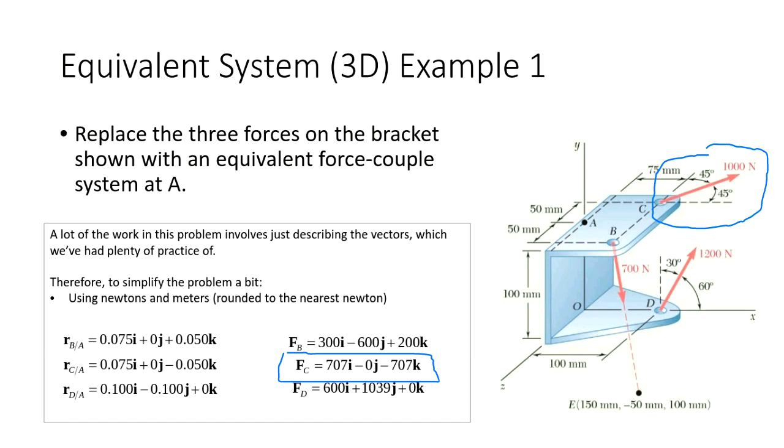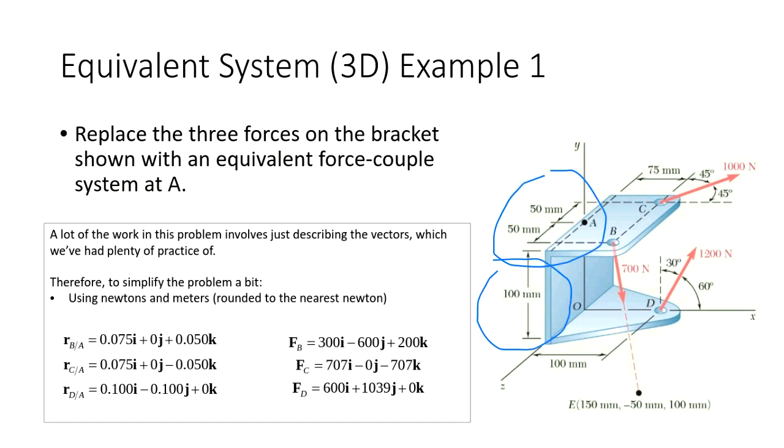The only other thing I guess is worth mentioning is if you look at some of the results here, specifically with the position vectors. If you look at some of these distances, I've got like 50 millimeters, 100 millimeters, 75 millimeters. But when you look at the position vectors, what is going on with my phone?